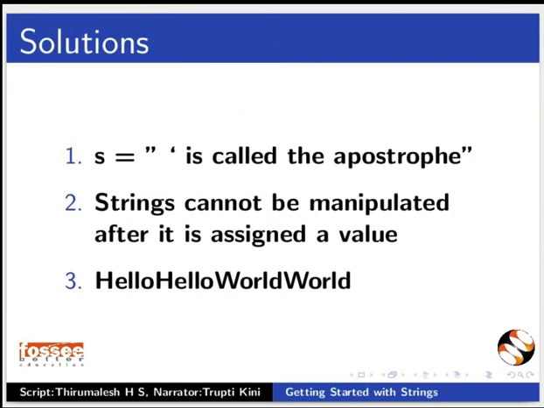And the answers. The given string can be assigned in this manner. Second, strings cannot be manipulated after it is assigned a value. Third, the operation s multiplied by r plus t multiplied by r will print each of the two words twice as hello hello, world world.